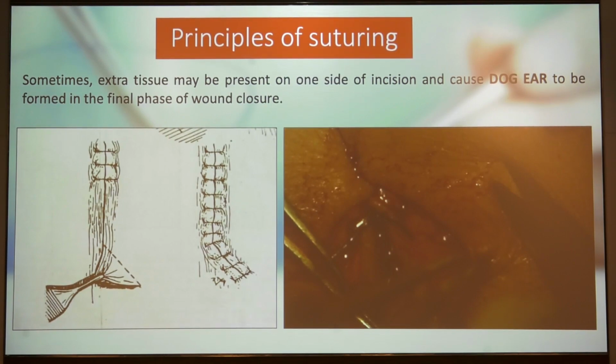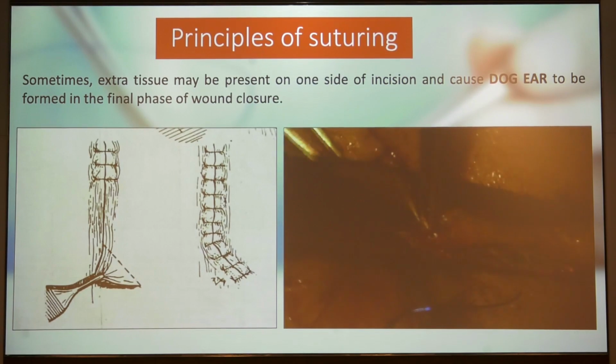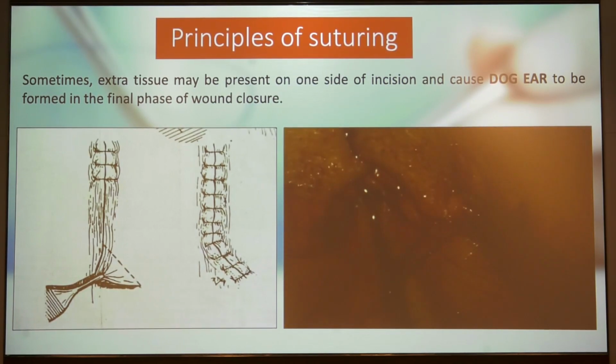So sometimes you can have a dog ear which may form. So when there is excess tissue left on one side, that is how you lift up the tissue and remove that piece so that you can close the edges of the wound without causing a dog ear.